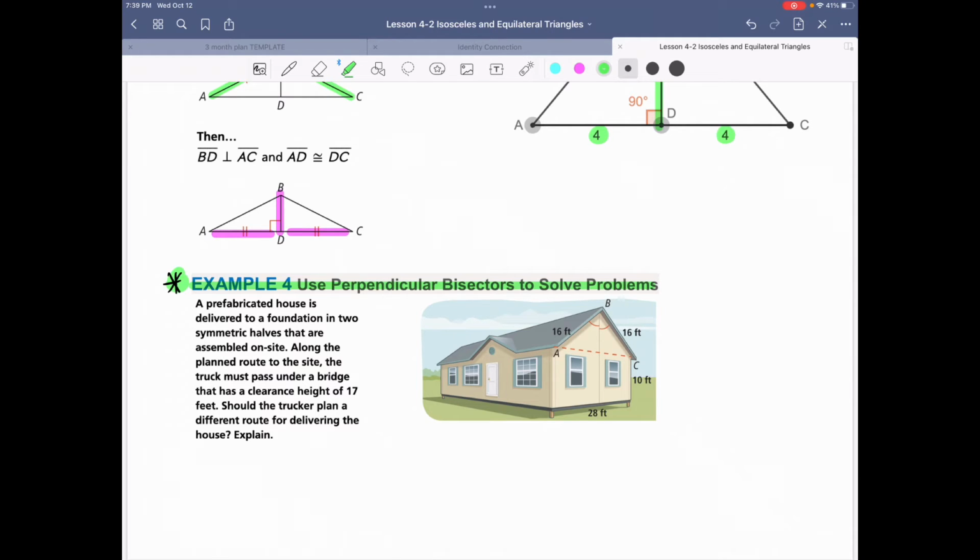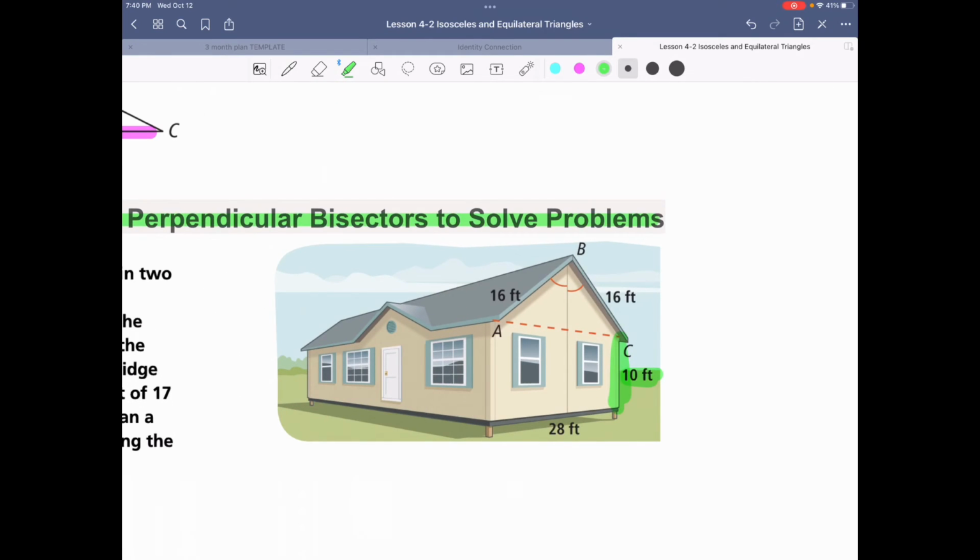Explain. So basically what we're being asked here is, will the house fit under the bridge? And the bridge has a clearance height of 17 feet. Well, I think you also have to think about how tall the truck is. Looking at this house, it's already 10 feet right here on this side. And we need to know this height here. So how could we figure that out?